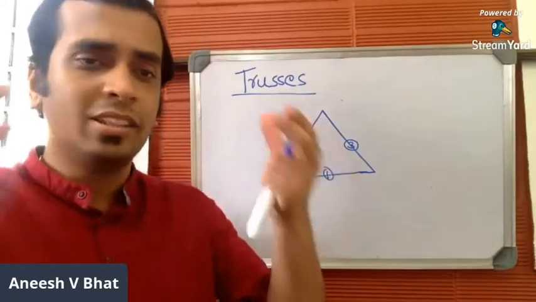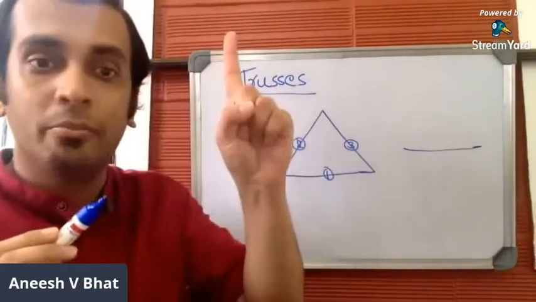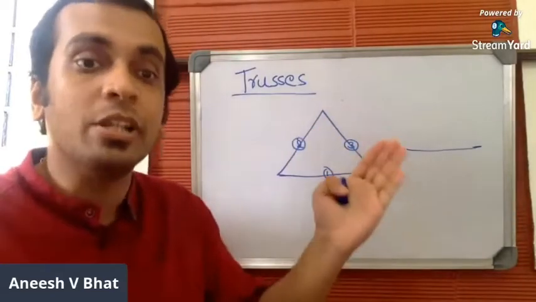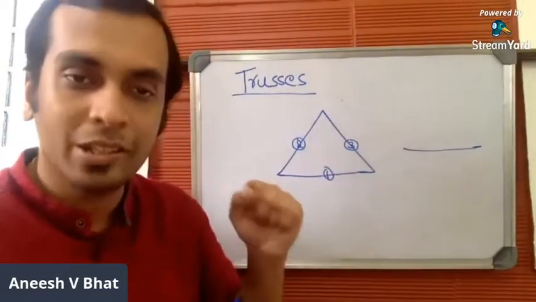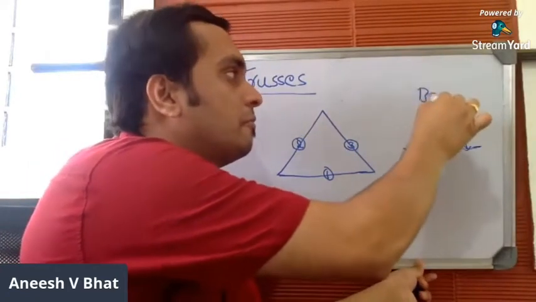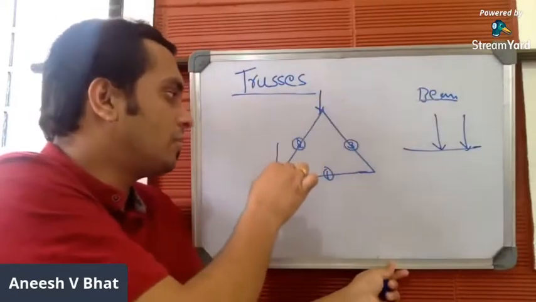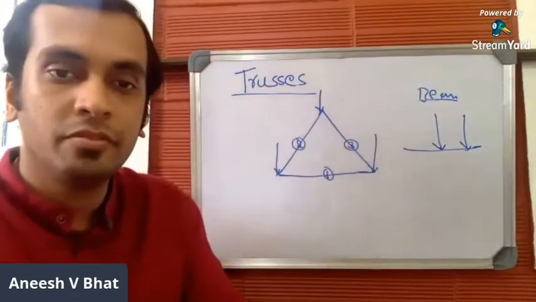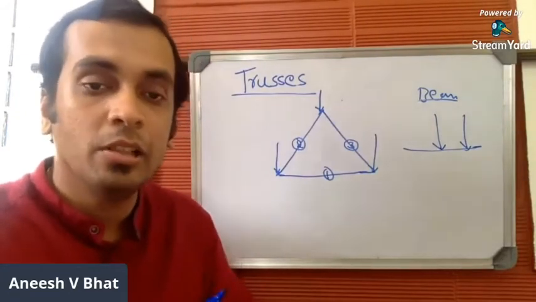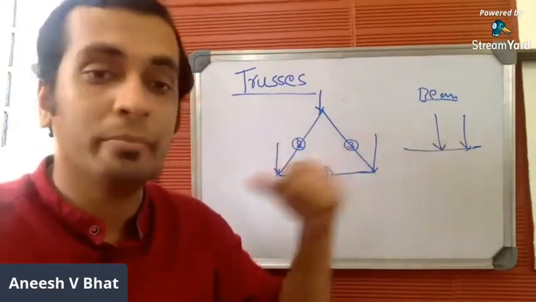A beam is a horizontal structural component. It's a single component, whereas a truss is a composite component. It's built using a number of straight members. A beam is a single component. A beam carries vertical loads, whereas trusses also carry vertical loads. So a truss will serve the same purpose as that of a beam.